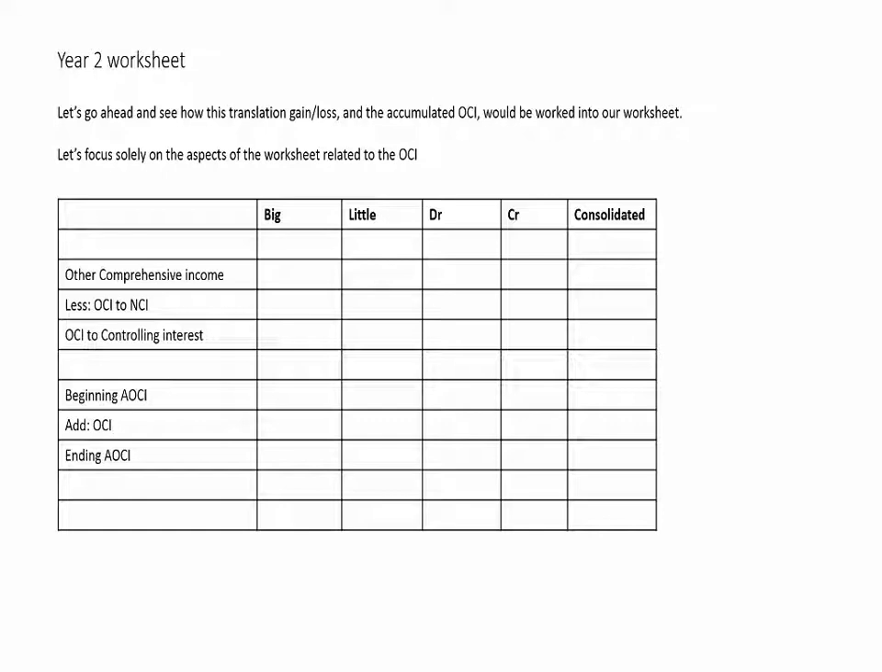Similarly, just as we have the statement of retained earnings, which is essentially the statement of accumulated earnings, we also have a statement of accumulated other comprehensive income. And it has the same basic structure as the statement of retained earnings without the dividend aspect. So we're going to have beginning accumulated other comprehensive income. We add this year's other comprehensive income to get ending accumulated other comprehensive income.